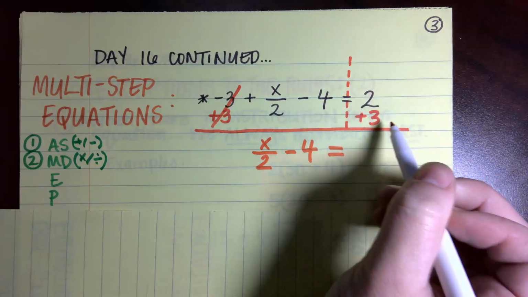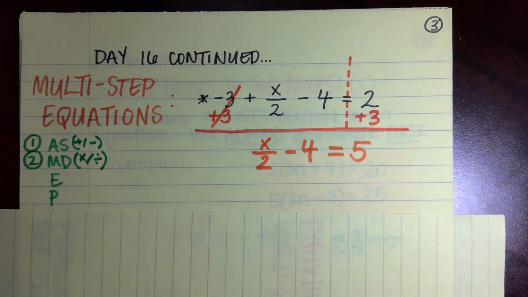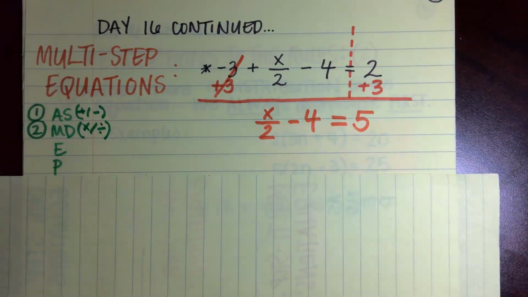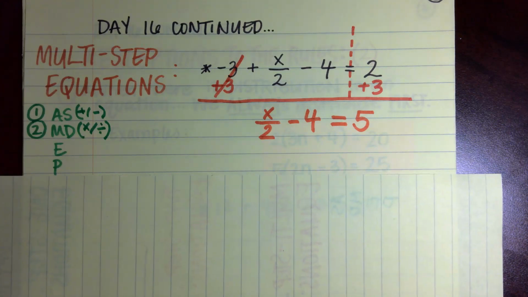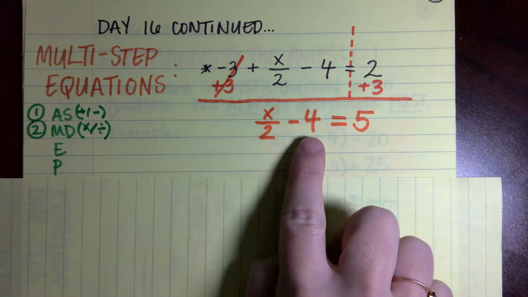equals, and what's 2 plus 3? It's 5. Good. All right, we have a whole new equation now, guys. We have x divided by 2 minus 4 equals 5. What should we get rid of first?